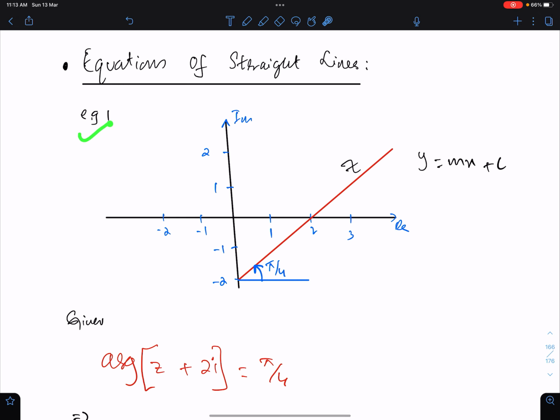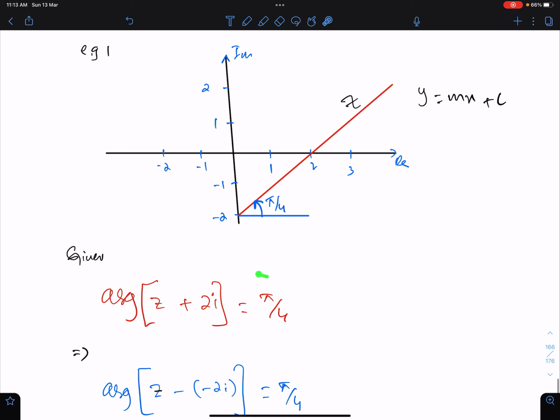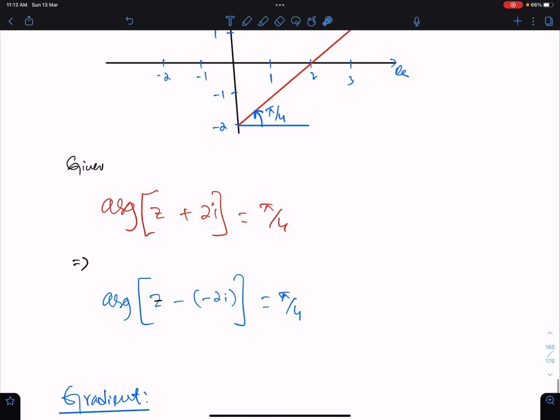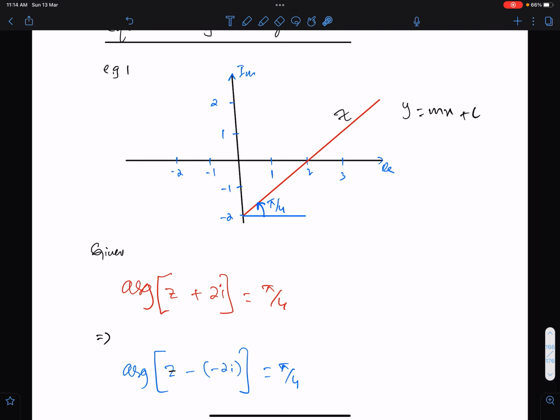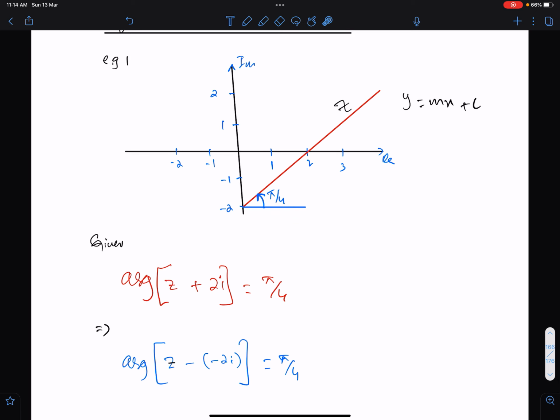Equations of straight lines. Example number 1. This argument is given. First write this argument in standard form. Standard form means this sign must be negative and this number must be inside the bracket. So this means we have to sketch a straight line from negative 2i of angle pi by 4. So this is the straight line. This is the locus of z of this argument.